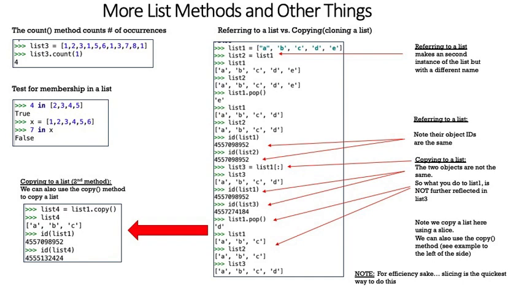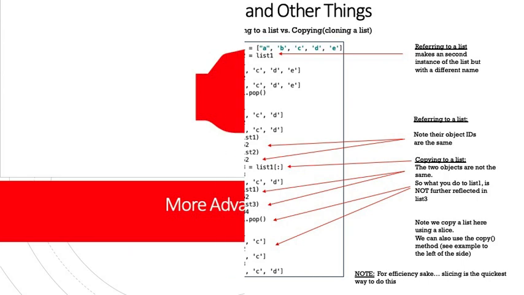Now let's look to the left. Copying a list, the second method. We can also use the copy method to copy a list. So let's introduce list 4 to copy list 1. List 4 now has A, B, and C, which is where list 1 left off in the right-hand column. I do an ID for list 1. It's that same old OID. I do an ID for list 4, and it's a completely independent identifier. They are 2 different elements, 2 different objects.